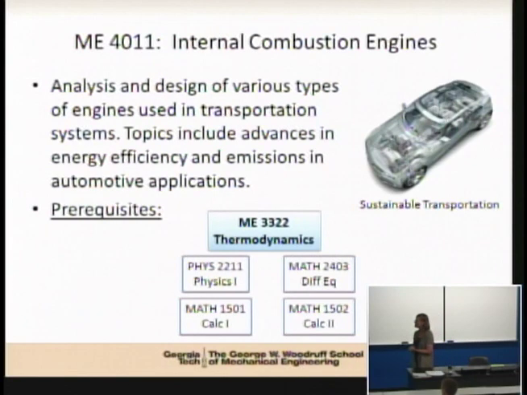All right, so one of the electives available for you to choose from is internal combustion engines. You might take this class if you're interested in a career in the sustainable transportation area, even if you're interested in things like fuel cells or hybrid electric vehicles. The internal combustion engine is still a central part of much of future transportation. And so in this course, you can basically get exposed to the engineering principles of IC engines and how to analyze them. The prerequisite for that course is thermodynamics.